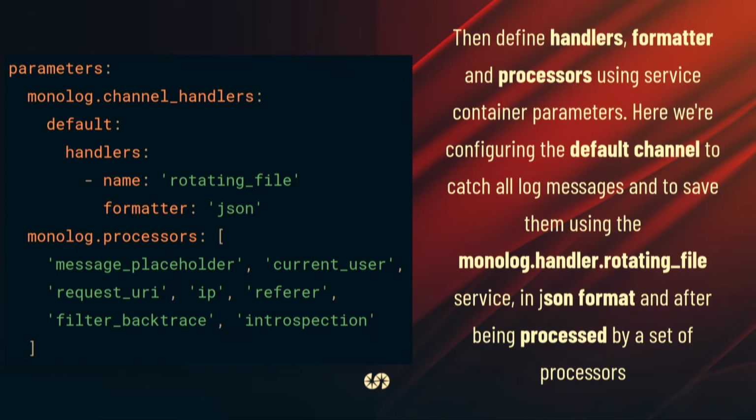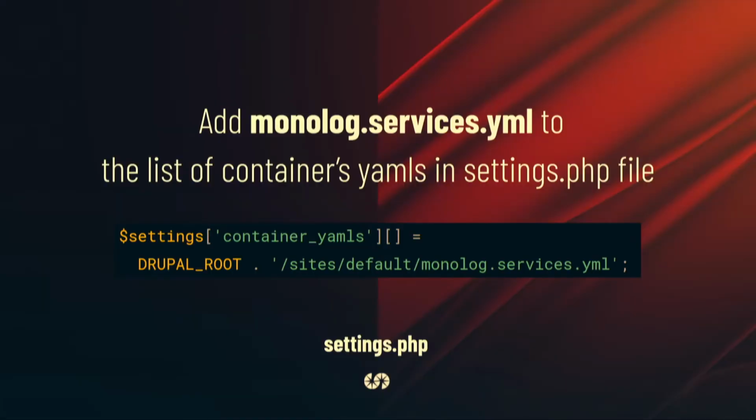We want to log the current user, the request URI, the IP. Maybe we want to filter backtrace to limit the length of the log message. The introspection processor inserts in the log message also the file name and the line in the file where we log that specific message. And at the end, we need to register this YAML file in the service container of Drupal, so it will be available to the system.